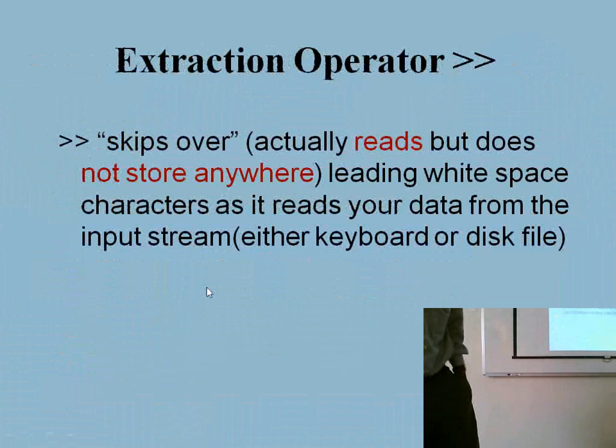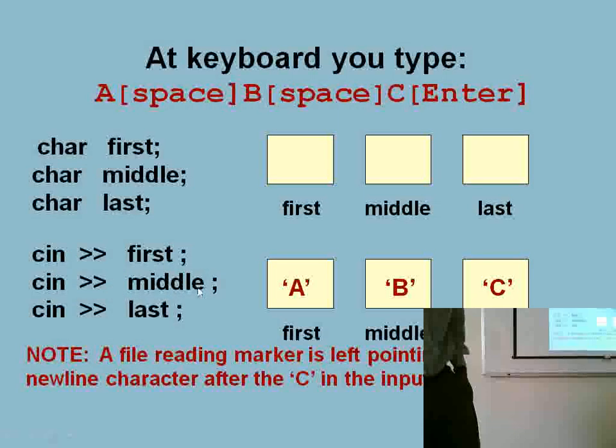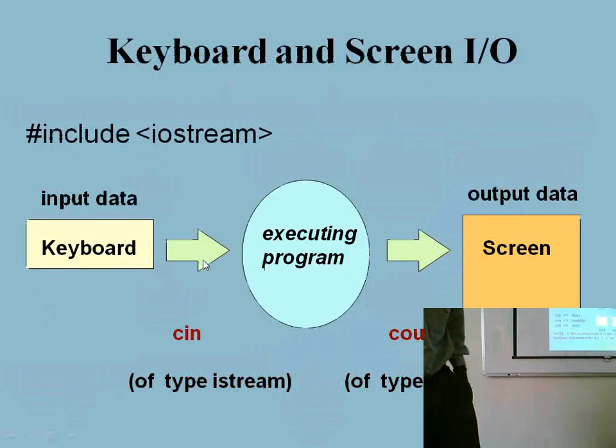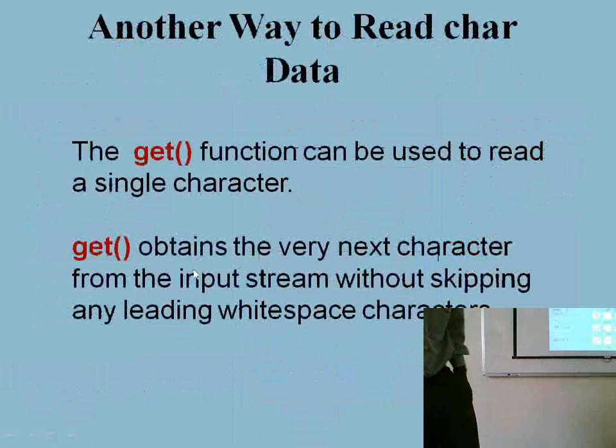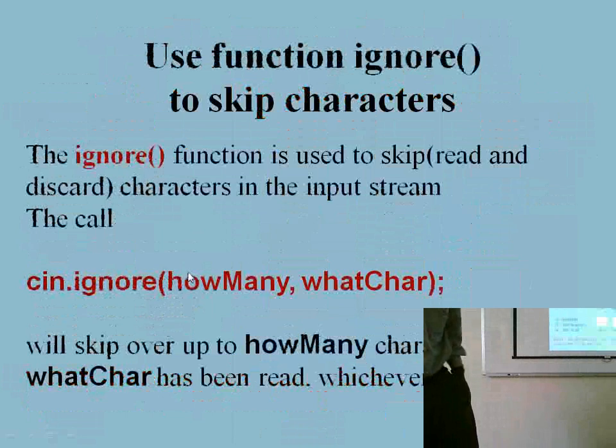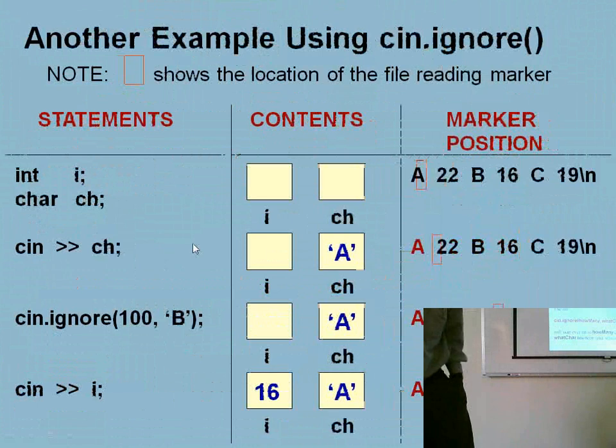We've gone over the extraction operator and the fact that it skips over white space. We've looked at other ways of inputting information using the get command, as well as the ignore member function and how it's used to skip over information.